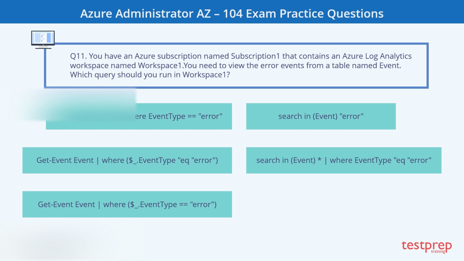Question 11. You have an Azure subscription named Subscription 1 that contains an Azure Log Analytics workspace named Workspace 1. You need to view the error events from a table named Event. Which query should you run in Workspace 1?